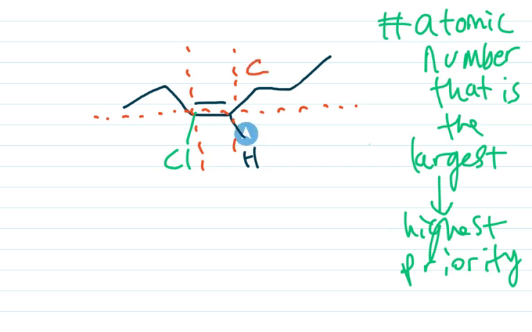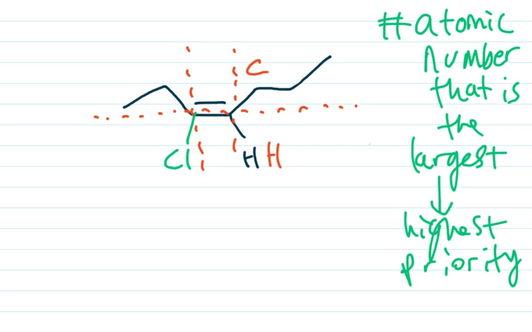Now you have to go on this quadrant. So what's the first element we reach on this side? Hydrogen. Okay, so let's just write it twice since we're writing in red anyway. Who has a larger atomic number? Carbon or hydrogen? Carbon does. So we said the atomic number that is the largest is the highest priority.